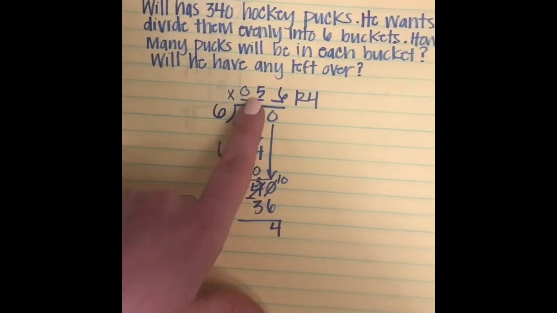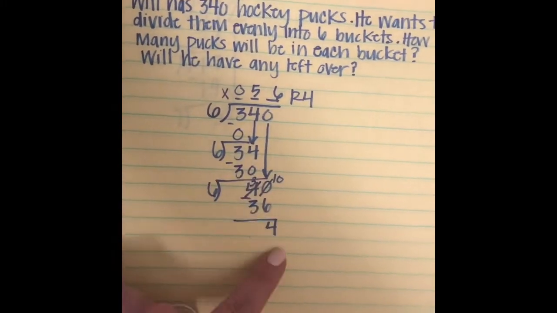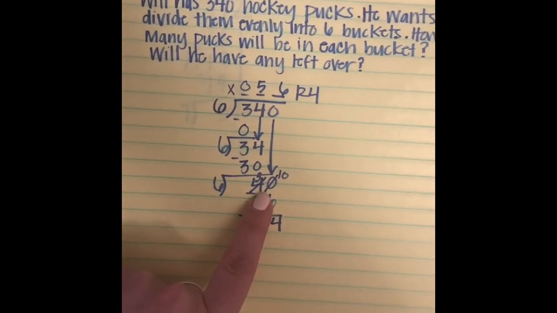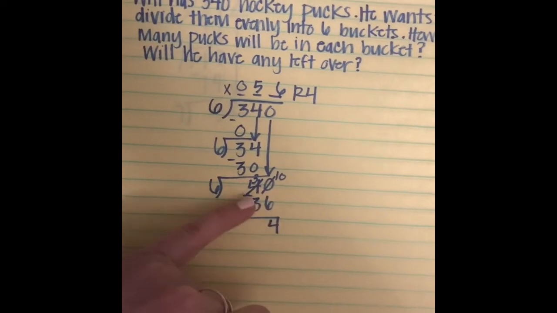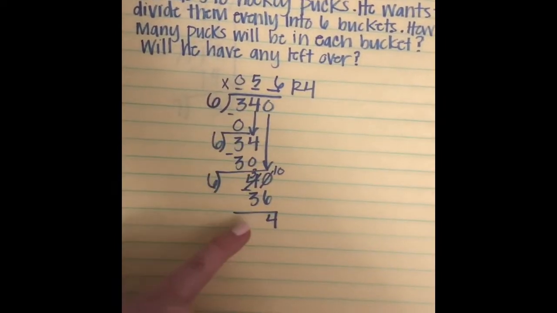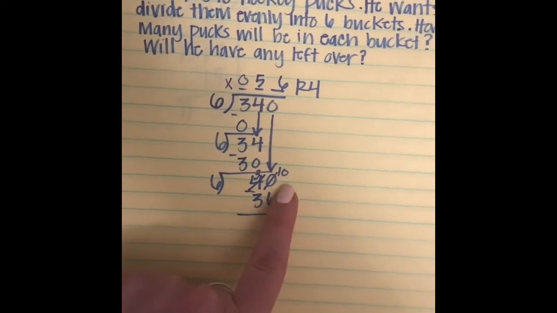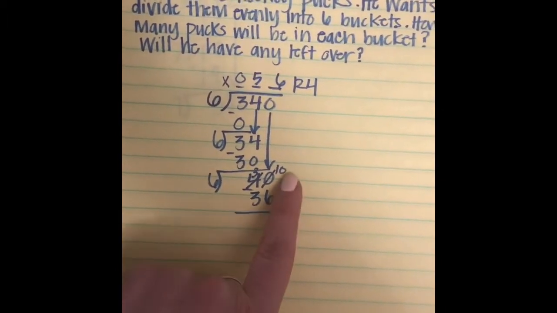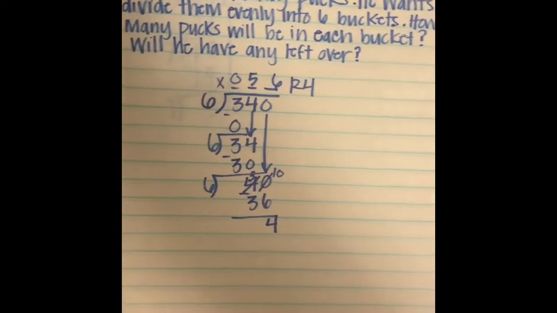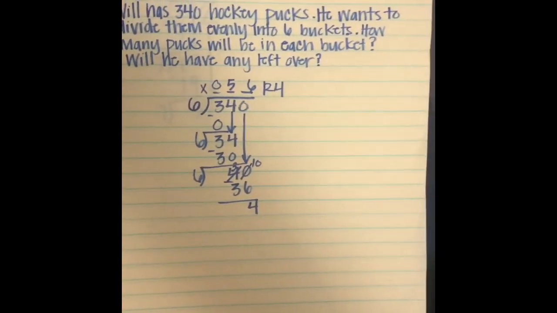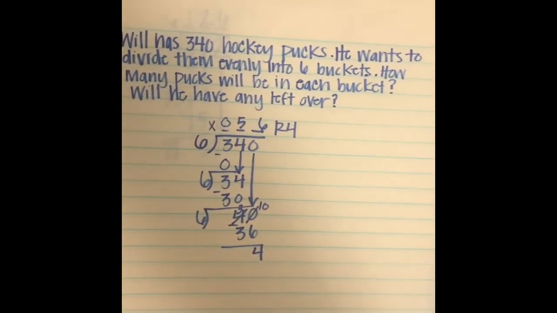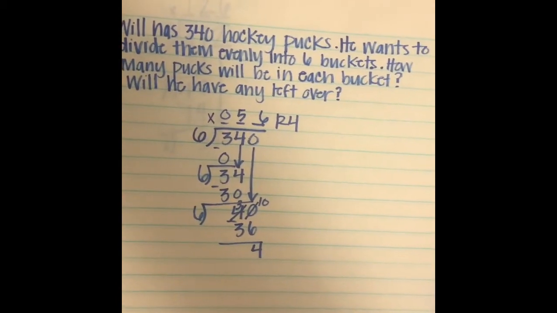6 goes into 34 5 times. 6 times 5 is 30. Subtract that, you get 4. Bring down your 0. 6 goes into 40 6 times. 6 times 6 is 36. 40 take away 36 is 4. And of course, remember, if you're doing 0 take away 6, you can't do that, so you've got to go next door and borrow. And so there's a remainder of 4, which means there will be 4 left over.